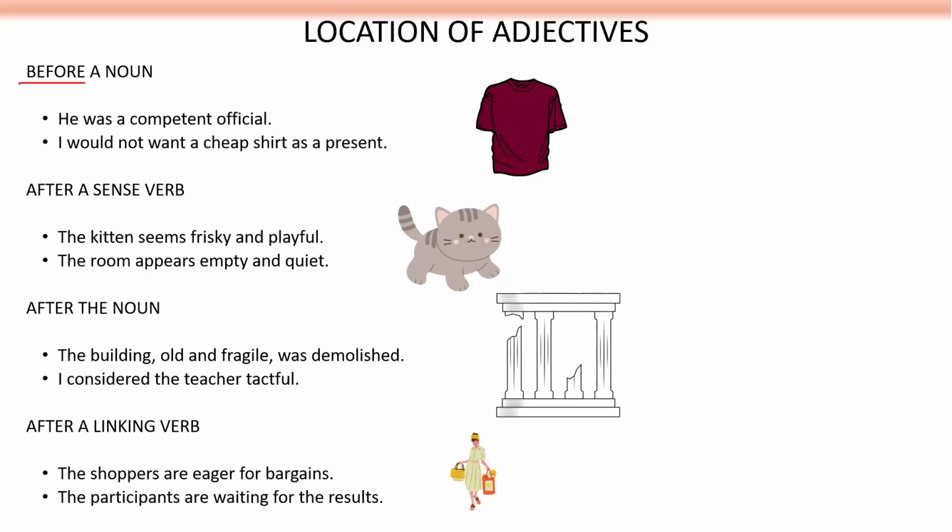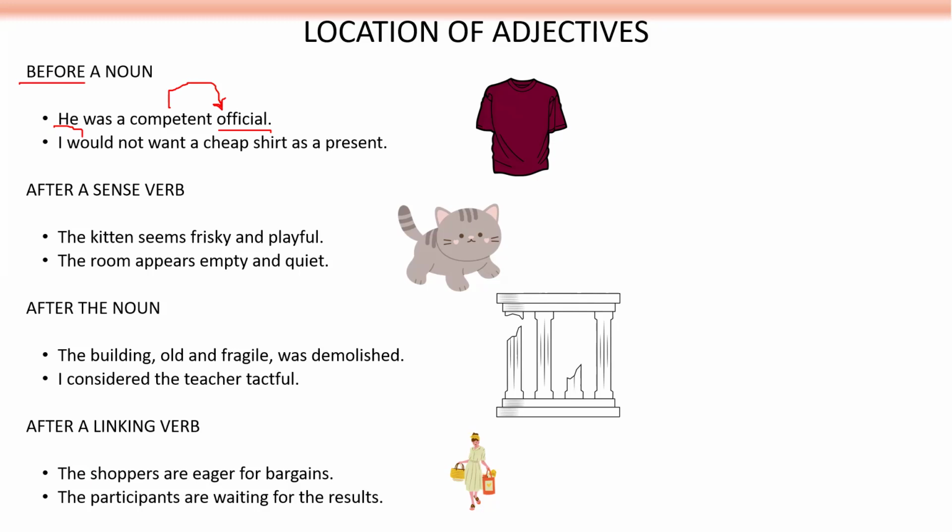Before. So let's identify which is the noun in this sentence. I mean, there are a lot of nouns, but we will identify which noun has an adjective, okay? Because this word he, it's a noun, but it's the subject. So we have here the word official. What's the adjective that describes the official? Okay, competent. So this is an example that the adjective is located before the noun.